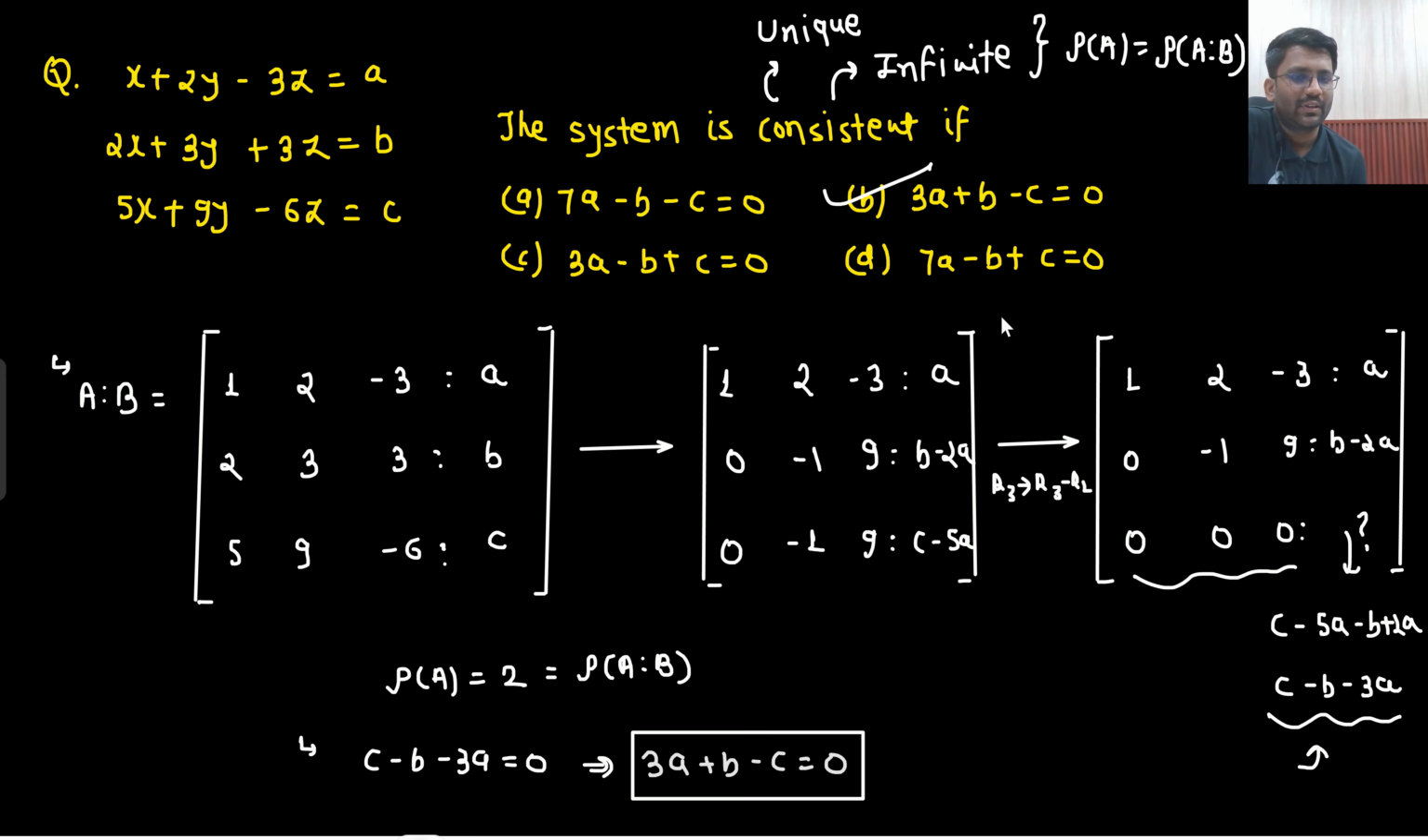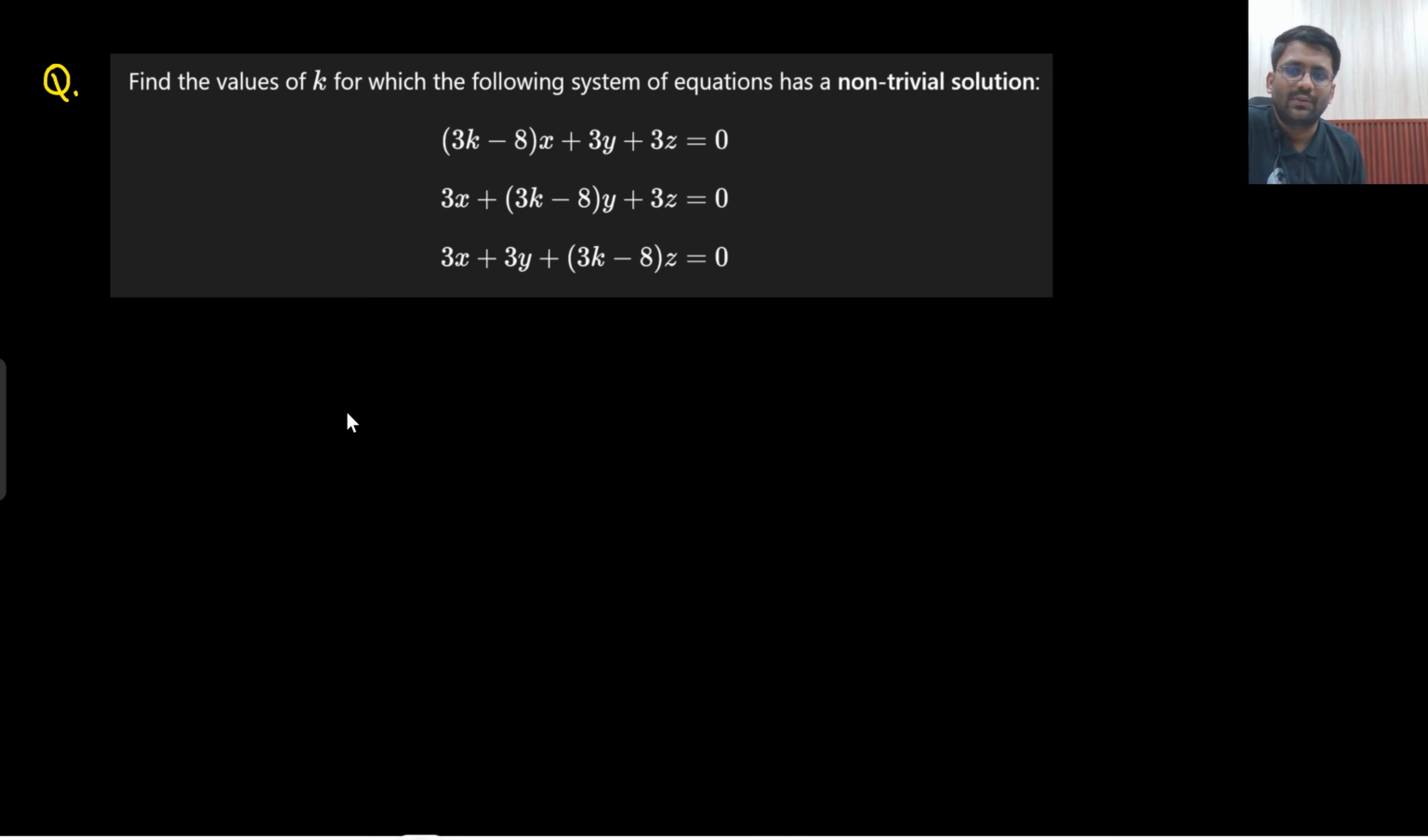Very straightforward equation. Just the calculation we need to do and our job would be done. Just checking the calculation. Then simply subtracting, c minus 5a, c minus b minus 3a, 3a plus b minus c equals 0. Yes. Let's go to the next question.